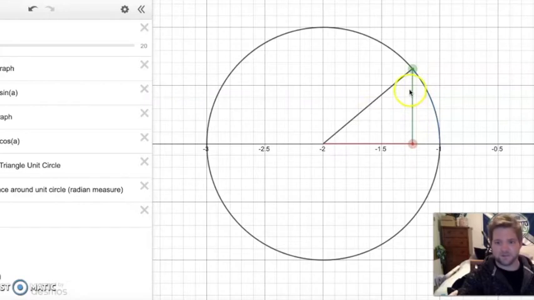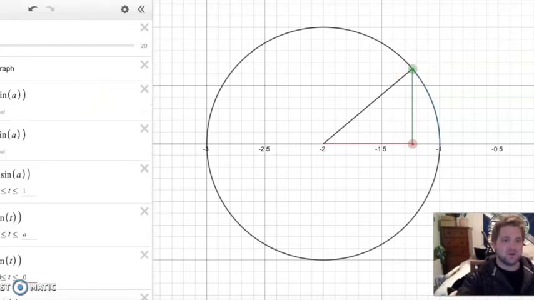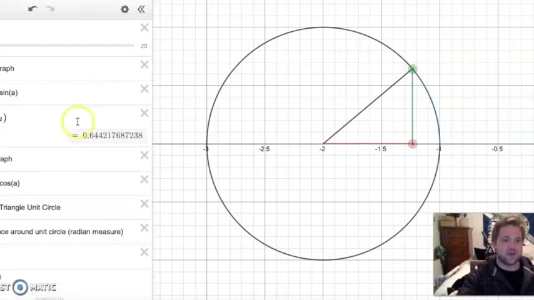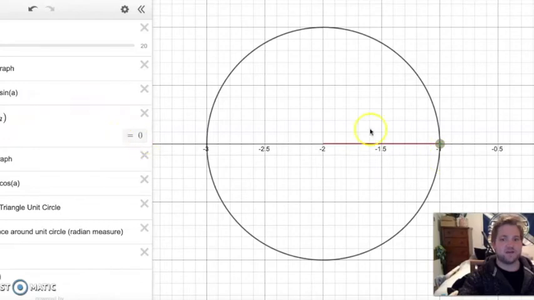Let's see what sine looks like. On the x-axis, I'm going to be plotting the angle. On the y-axis, I'm going to be plotting the height, or the y-coordinate, on the unit circle. So when we plug in a value of A into sine, what's going to spit out is the height on the unit circle. Notice that sine of 0 will be 0 because my height here is 0.